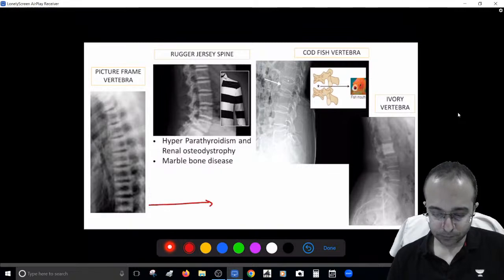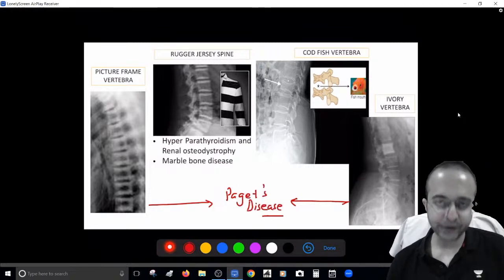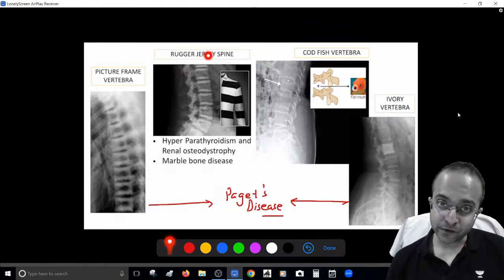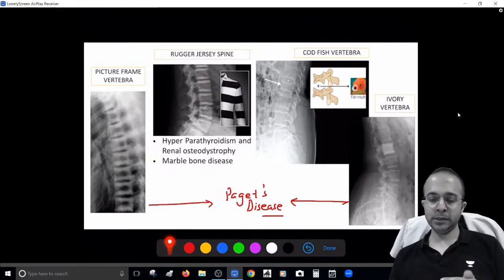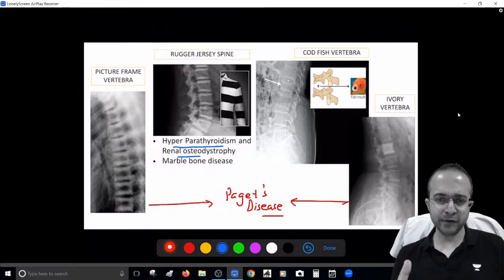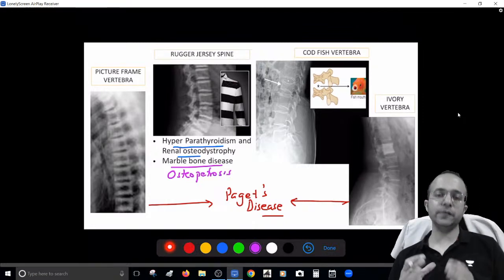these are the scenarios where the first thing that should come to your mind should be Paget's disease. Clear? If you see rugger jersey spine, white, black, white, black, meaning alternate white and black areas, like a jersey, the first thing that should come to your mind should be hyperparathyroidism or renal osteodystrophy, that is also hyperparathyroidism only, or marble bone disease, what you know as osteopetrosis. So that is where you find rugger jersey spines.